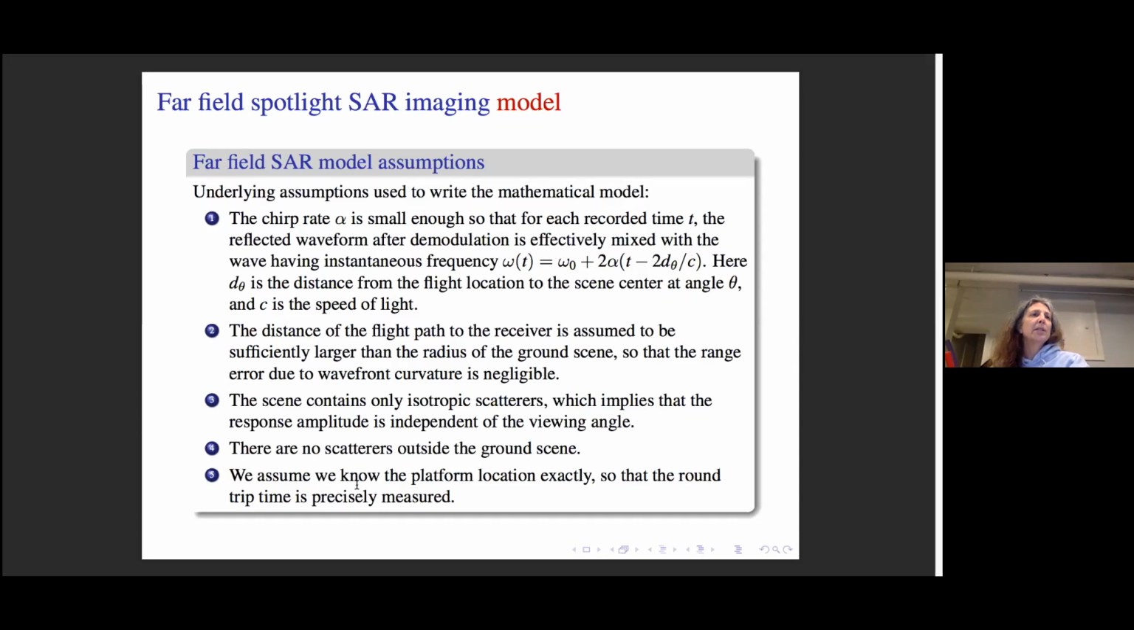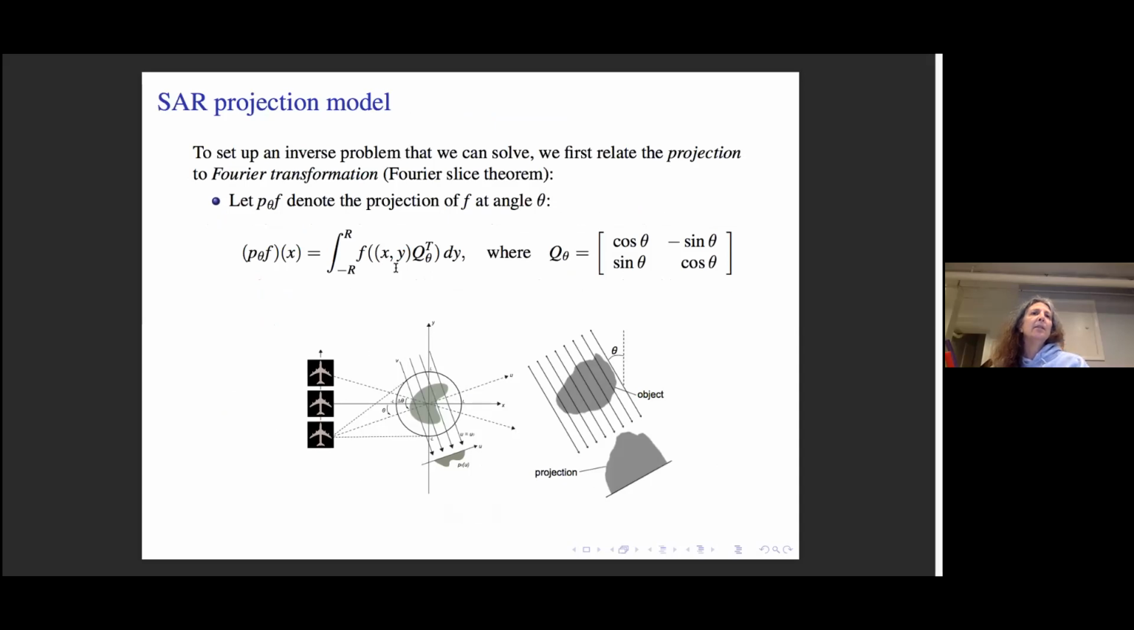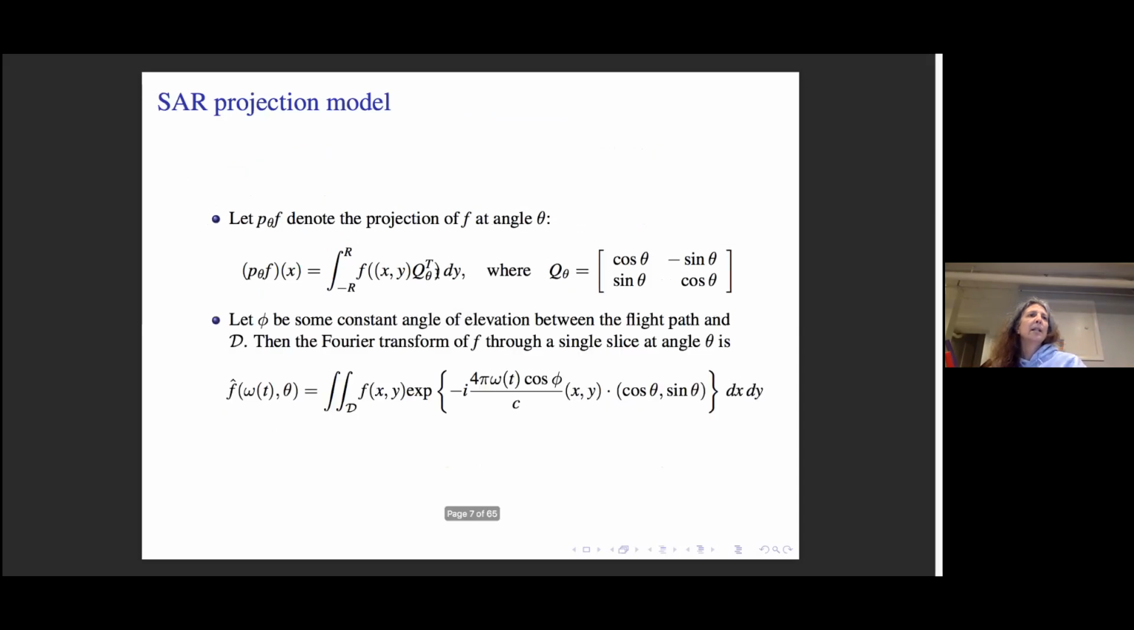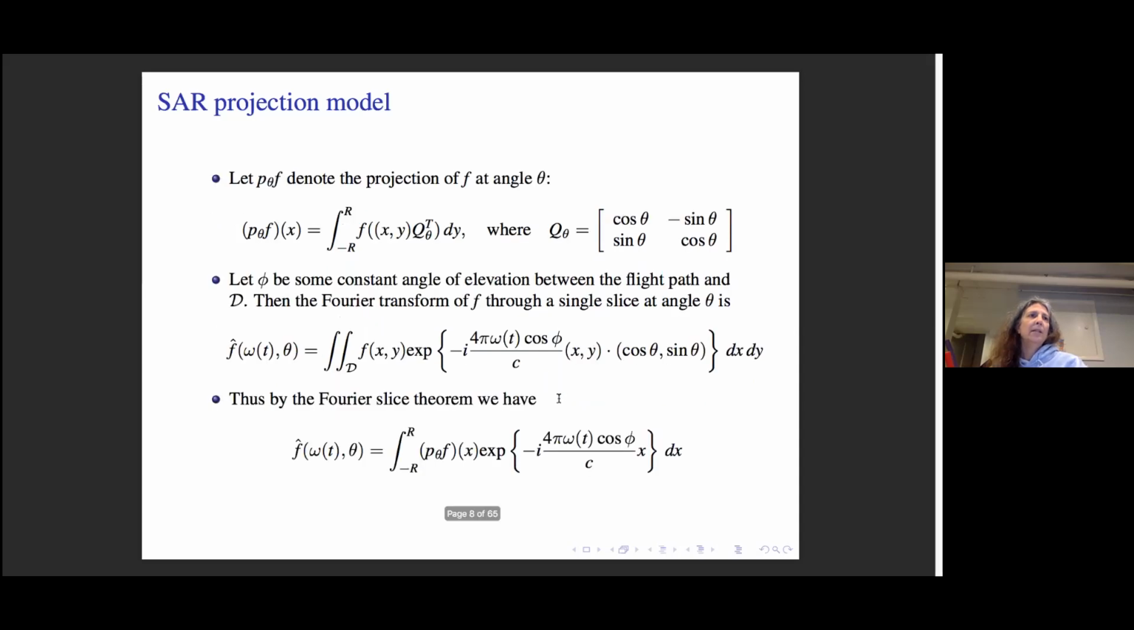Okay, so these are the assumptions that people make for the model. And the model basically becomes something that we can work with in terms of an inverse problem by using the Fourier slice theorem. Essentially, and this group knows this very well, so I don't have to spend any time on it, the data that you collect can be written as a projection. And we also know that at any given angle theta, we have a Fourier transform of that same underlying image or function, given a particular elevation angle phi. And this Fourier slice theorem allows us to relate these two things together.